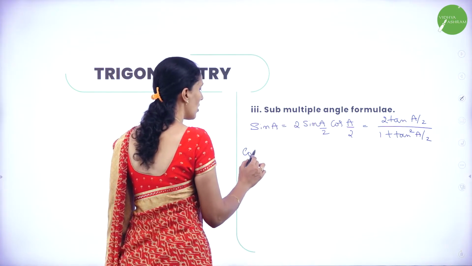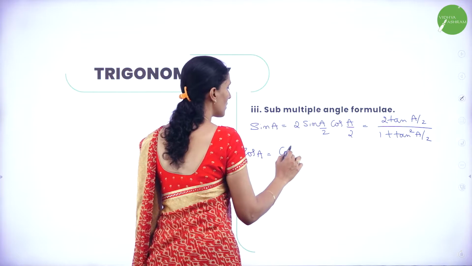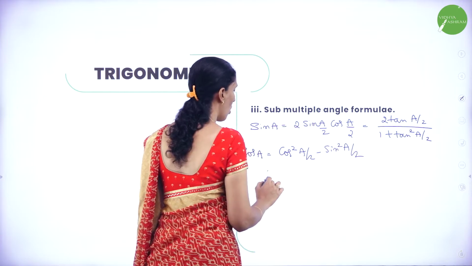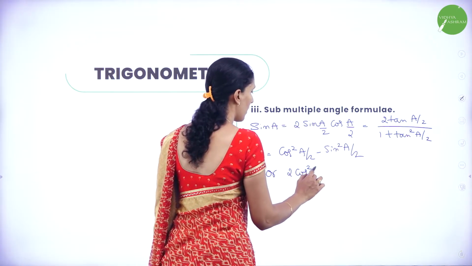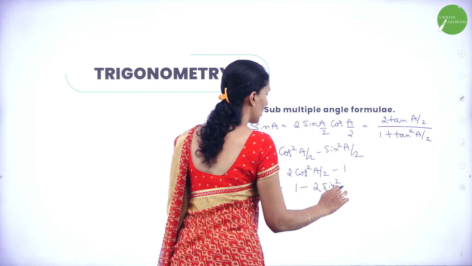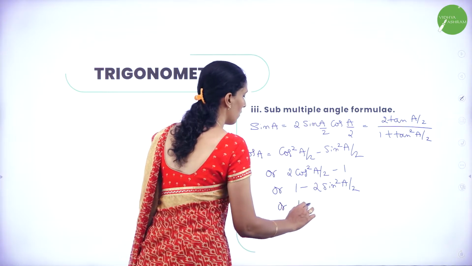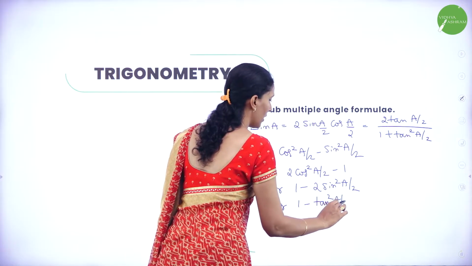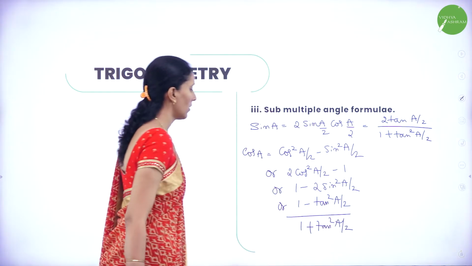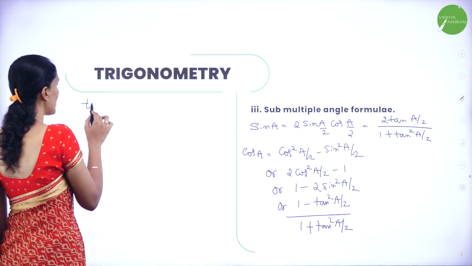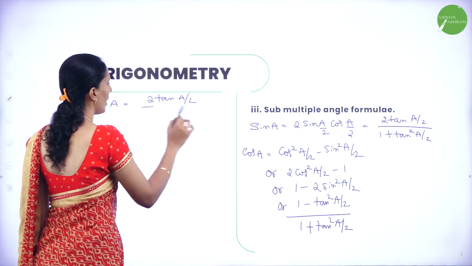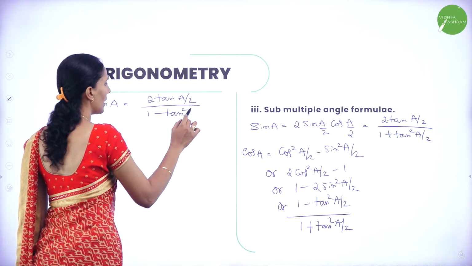Next, we can write cos A in the form of cos square A by 2 minus sin square A by 2, or 2 cos square A by 2 minus 1, or 1 minus 2 sin square A by 2, or 1 minus tan square A by 2 whole divided by 1 plus tan square A by 2. Next we have tan A. It is 2 tan A by 2 divided by 1 minus tan square A by 2.